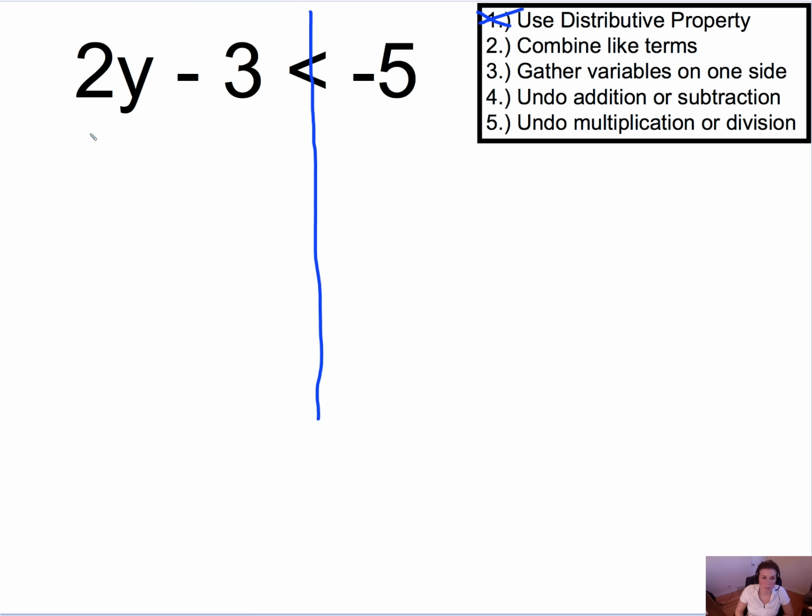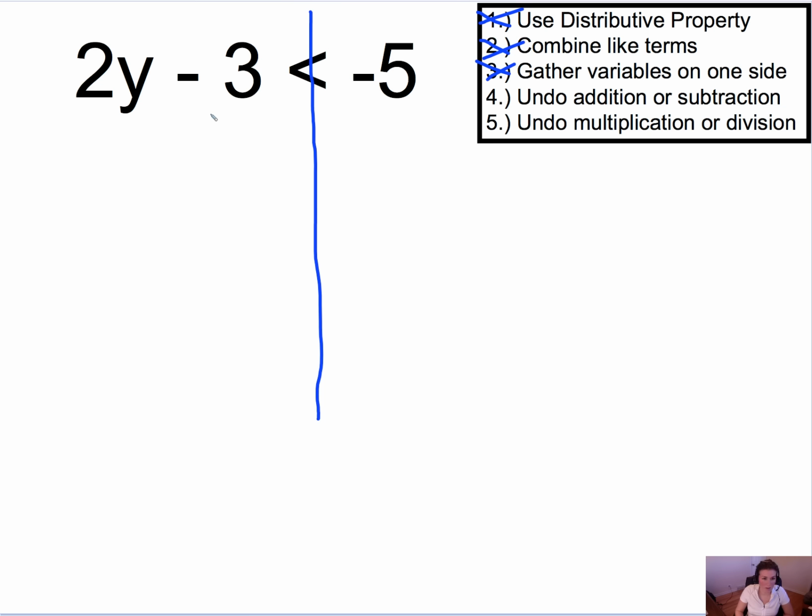Step 2, combine like terms. Well, 2y is a letter, 3 is a number, and there's nothing to combine on the right, so we don't need to do step 2. Step 3, we only have variables on the left, so we don't even need to gather them on one side, so skip it. Step 4, undo addition or subtraction.